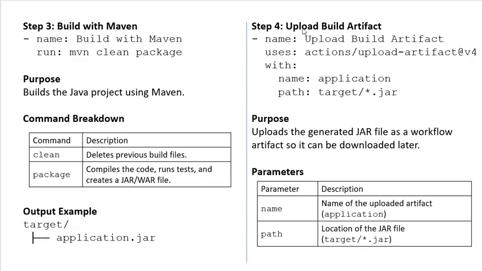And step 4 is upload the build artifact. In this example we use: - name: Upload build artifact, uses: actions/upload-artifact@v4, with: name: application, path: target/*.jar. The *.jar extension targets the files, and this uploads the generated JAR files as a workflow artifact so they can be downloaded later. The name parameter is the name of the uploaded artifact, the application's name, and the path means the location of the JAR files, target/*.jar.